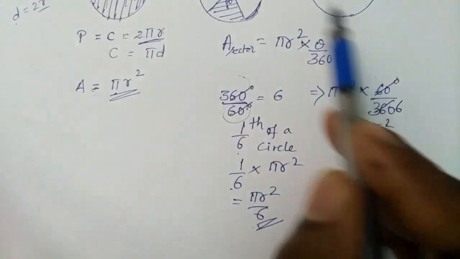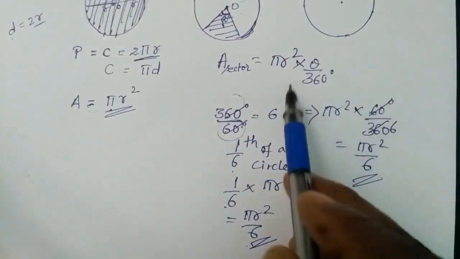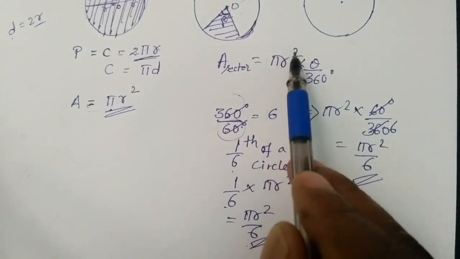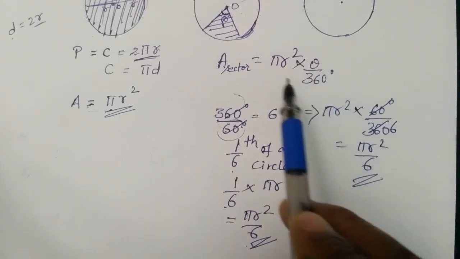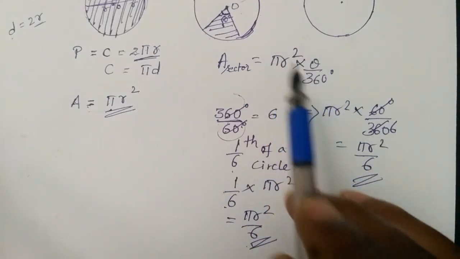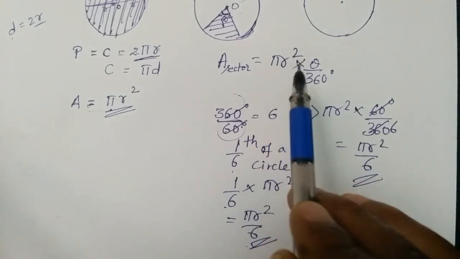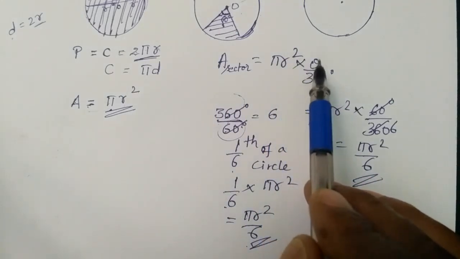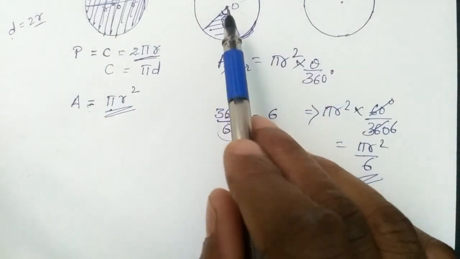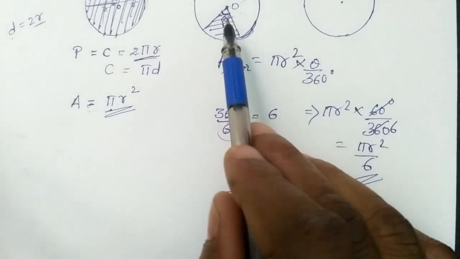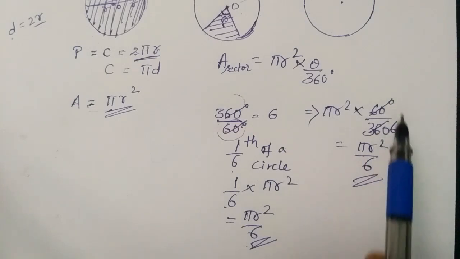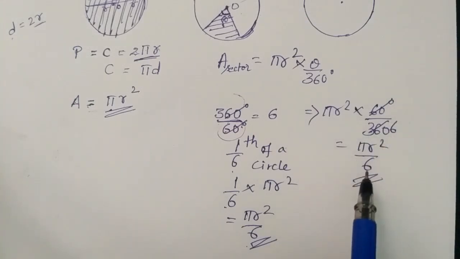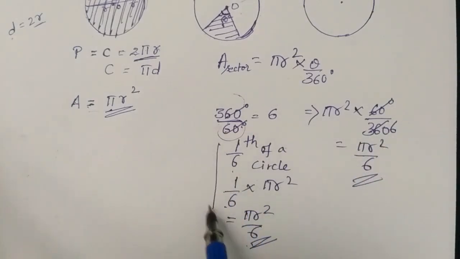So how do we find the general formula for any angle? We use the formula pi r square into theta by 360. This gives you the complete answer for any angle given. Theta indicates what angle the sector subtends at the center. The given sector subtends 60 degrees, so we put 60 degrees in place of theta. 60 and 360 divided gives 1 by 6. Finally we get pi r square by 6. With the direct method also, we get the same answer.